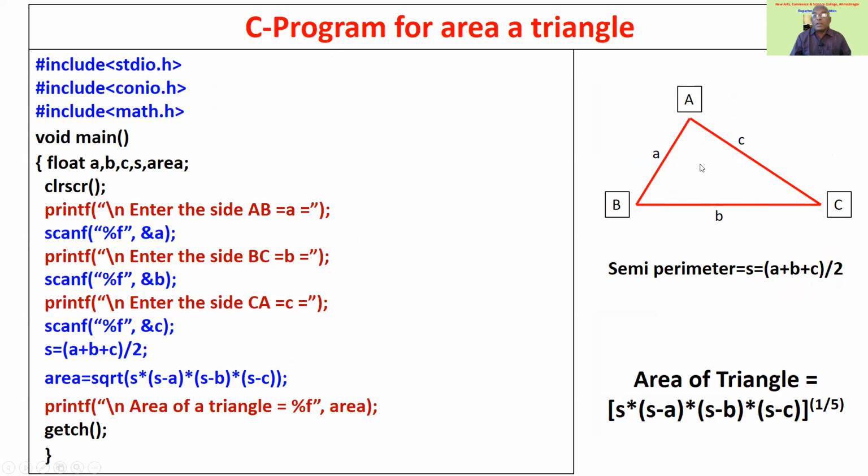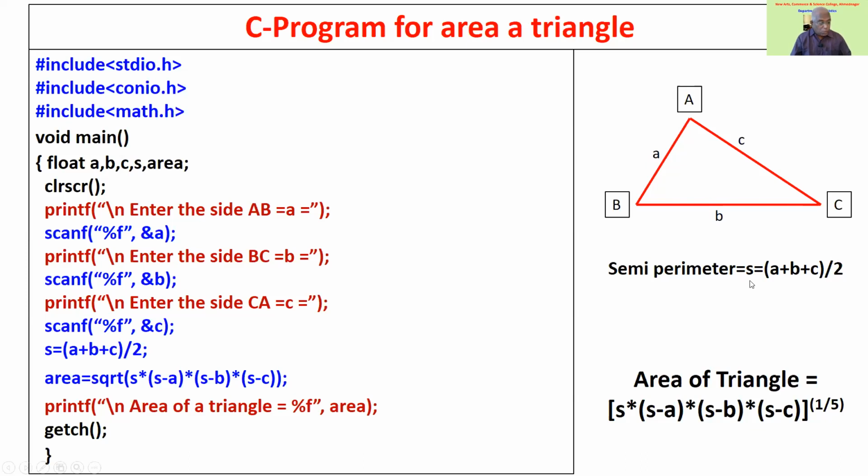Semi-perimeter. Now this triangle is not isosceles, not equilateral, and not a right angle triangle. So the standard area formulas do not apply for this triangle. So what will I use? Another formula. What is that formula?